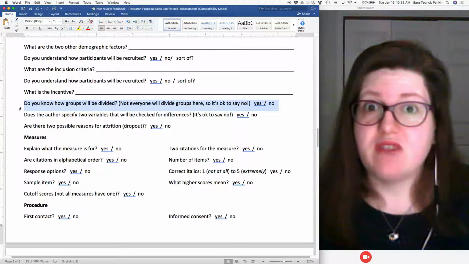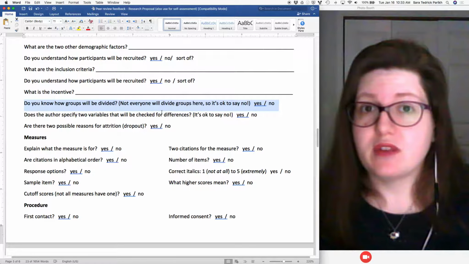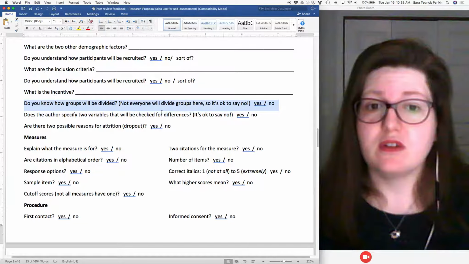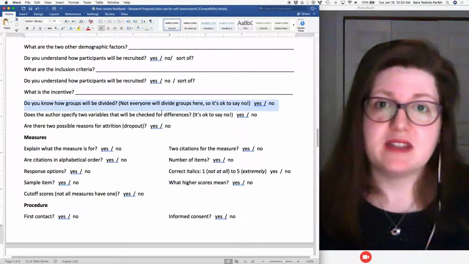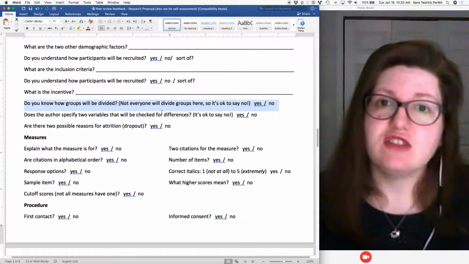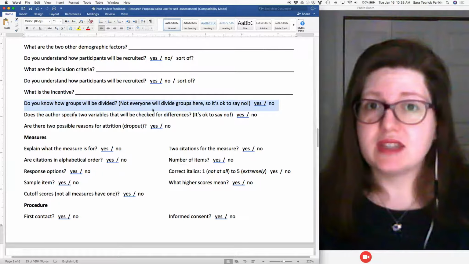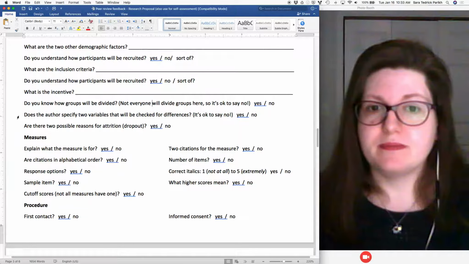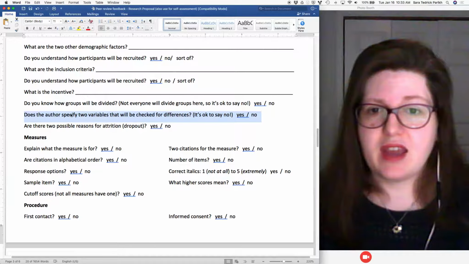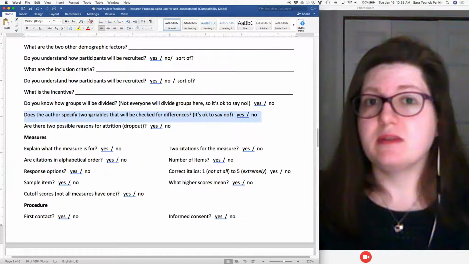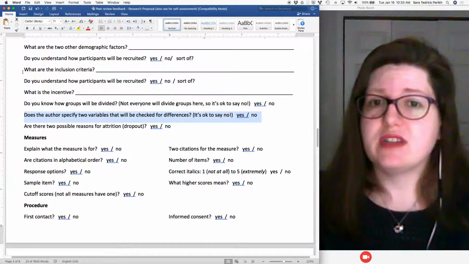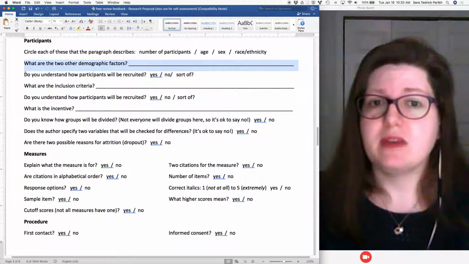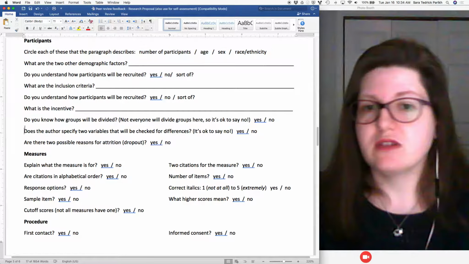Do you know how groups will be divided? And it's okay to say no. If your groups are not being randomly assigned, or if you're not going to divide groups based on demographics like men and women, or by age, or by diagnostic history, it's okay to say no. But it's important for you to be clear on what you're doing. And if you are dividing on some variable, you need to say how it'll be checked for differences. And that's usually going to have to do with the two other demographic factors. Or you might check for differences in age or differences in race and ethnicity between the groups.